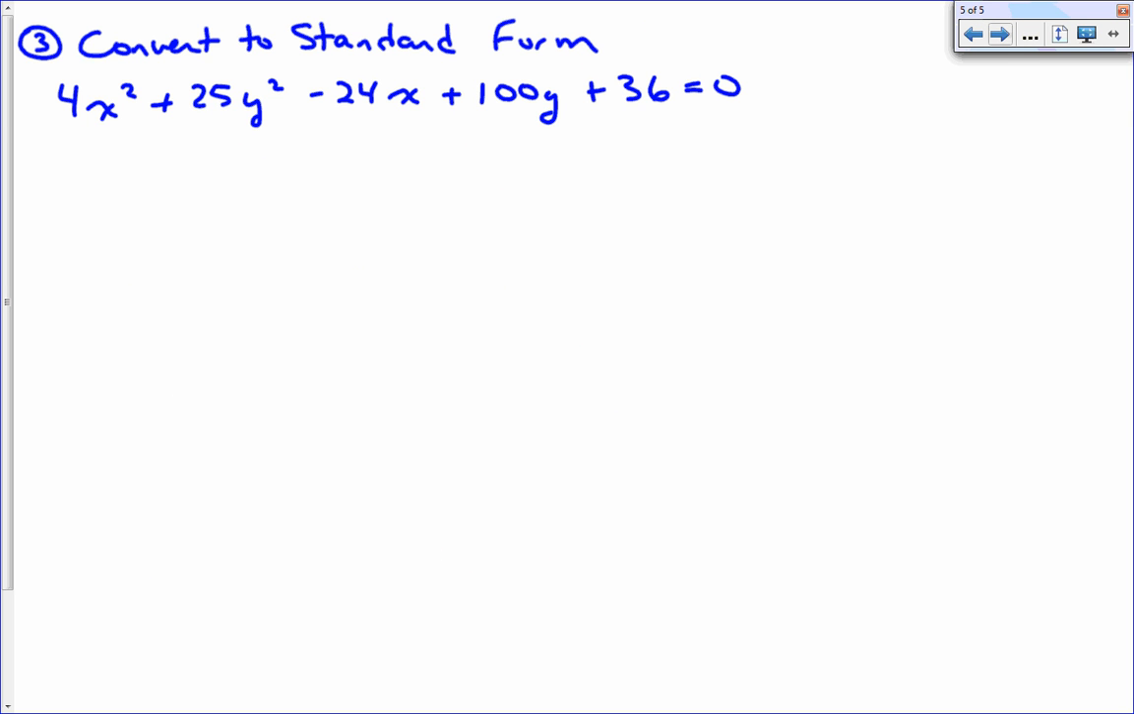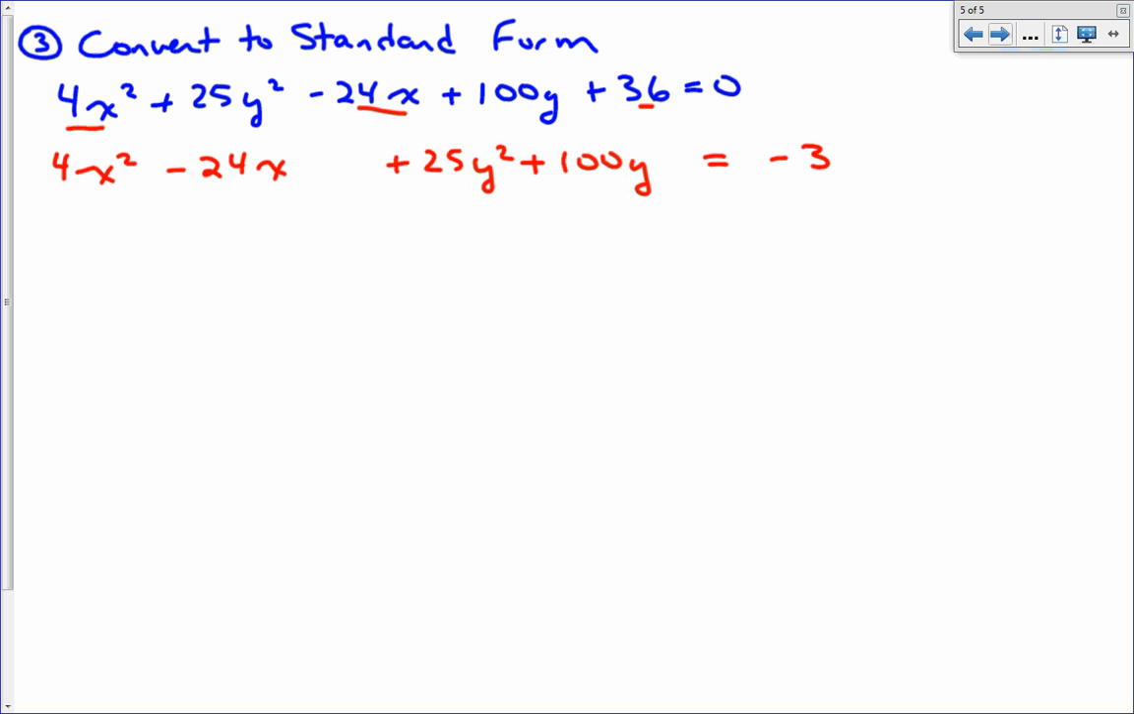So this example is one that requires us being able to complete the square. And the steps to follow are to, first of all, group the x terms together and the y terms together and have any constant on the right side of the equal sign. So if I do that, here are my x terms. So I have 4x squared minus 24x. Then I'm going to look at my y terms, so plus 25y squared plus 100y equals, and I want that 36 not on the left side, so I'll subtract 36 from both sides. So I've got a negative 36.